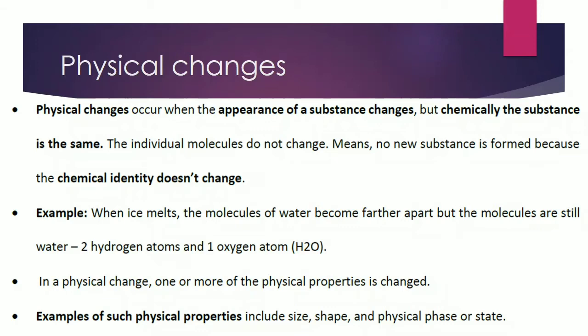On the next slide, we are going to see the differences between physical changes and chemical changes of matter. Physical changes occur when the appearance of the substance changes, but chemically the substance is the same. The individual molecules do not change, which means no new substance is formed because the chemical identity does not change. For example, when ice melts, the water molecules become further apart, but the molecule is still water, which still contains 2 hydrogen and 1 oxygen atom. So there is no change to the water molecule, only the distance between the molecules becomes further.